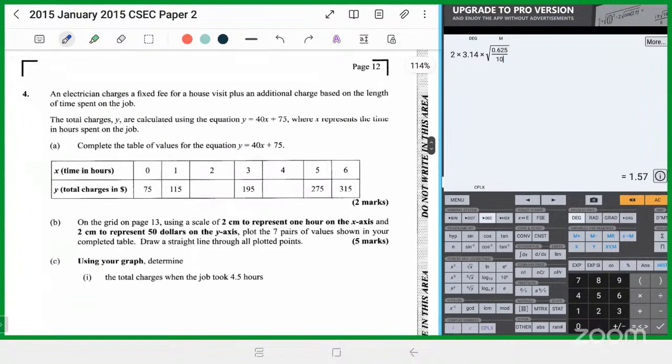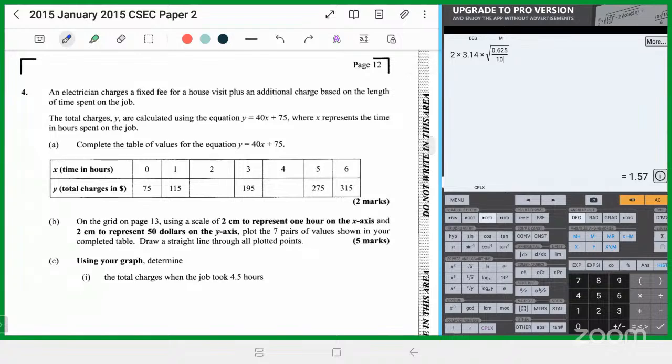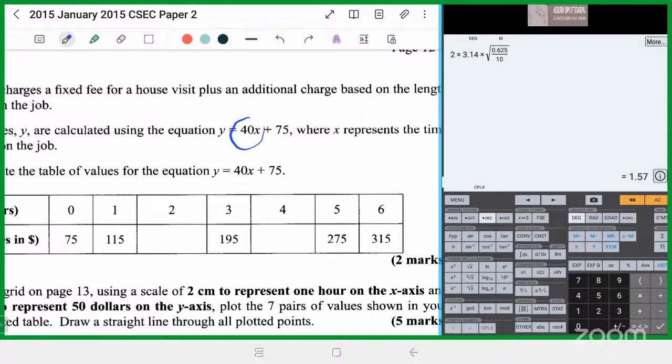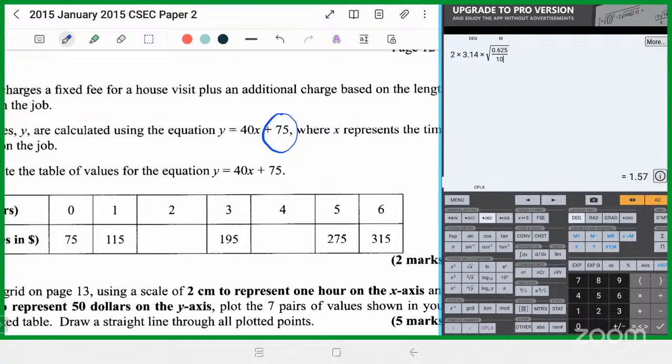All right, so it says an electrician charges a fixed fee for a house visit, plus an additional charge based on the length of time spent. So you have a fixed fee and a variable fee. It says the total charge Y is calculated using this formula, where X represents the time spent on the job. This is almost like common sense. This is the time, this is the variable part of the charge, and this is the fixed part of the charge.